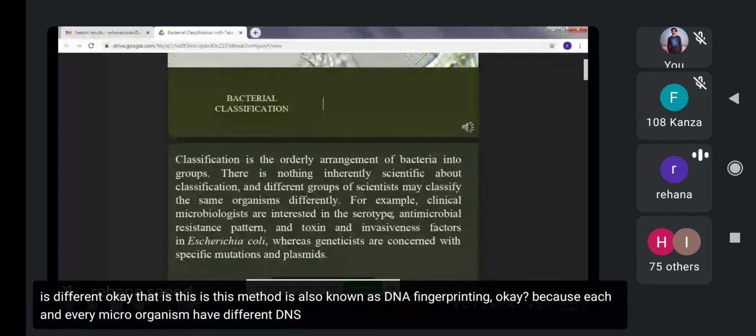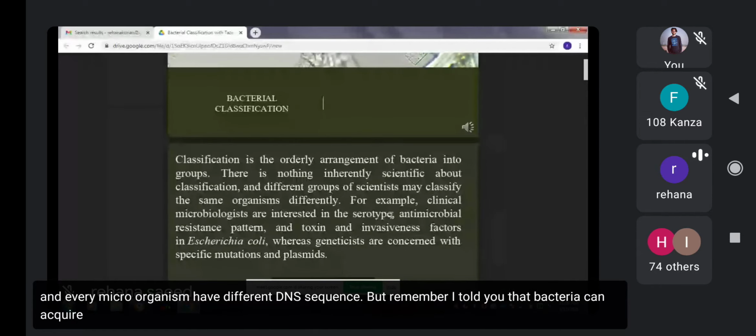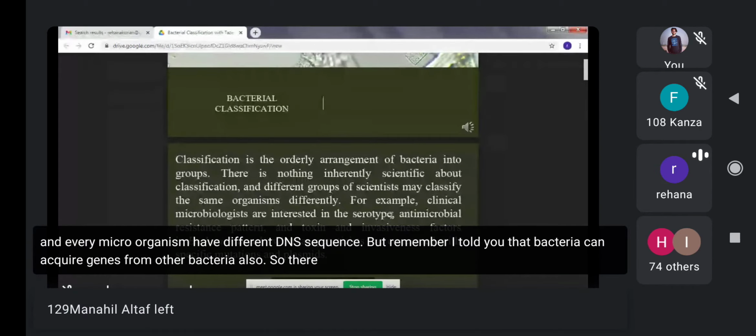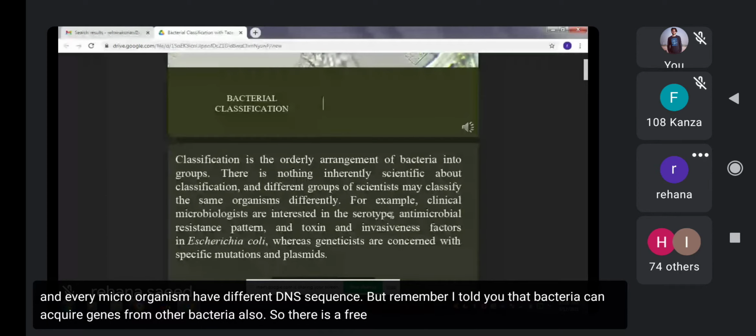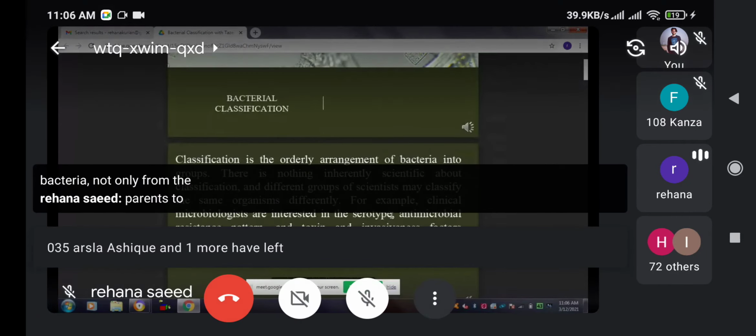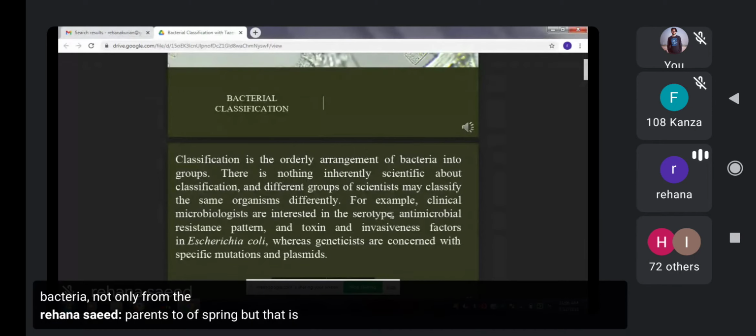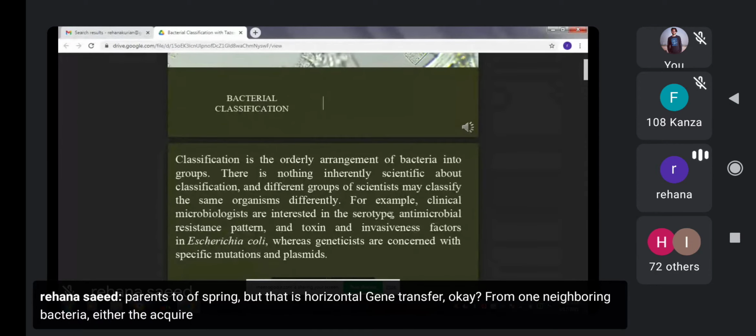But remember, I told you that bacteria can acquire genes from other bacteria also. So there is a free exchange of DNA, that is genes, between bacteria, not only from parents to offspring, but that is horizontal gene transfer, from one neighboring bacteria. Either they acquire genes via conjugation, or that is the transfer of plasmid.